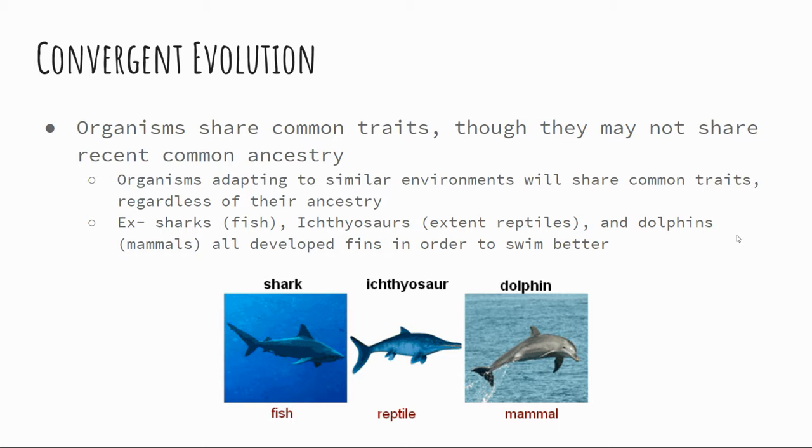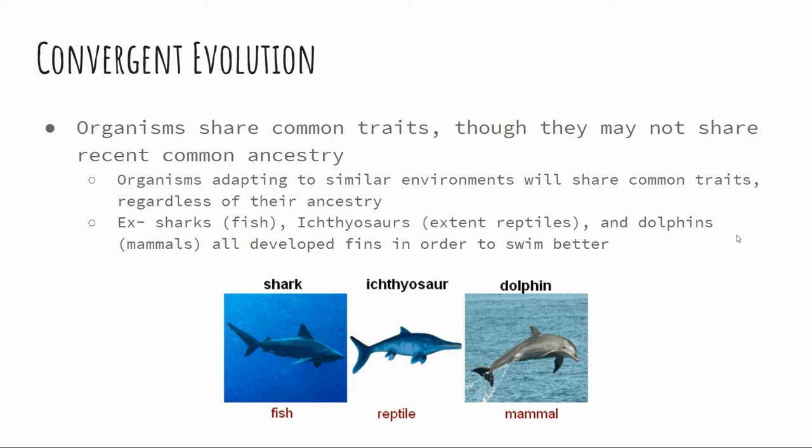So convergent evolution is something that we've talked about. Organisms that share common traits, though they may not share a recent common ancestry. So, for instance, you have there both sharks and dolphins, and an ancient type of water-dwelling reptile. And as you can see, they all have similar structure, similar characteristics, but they do not share a similar or closely related common ancestor.